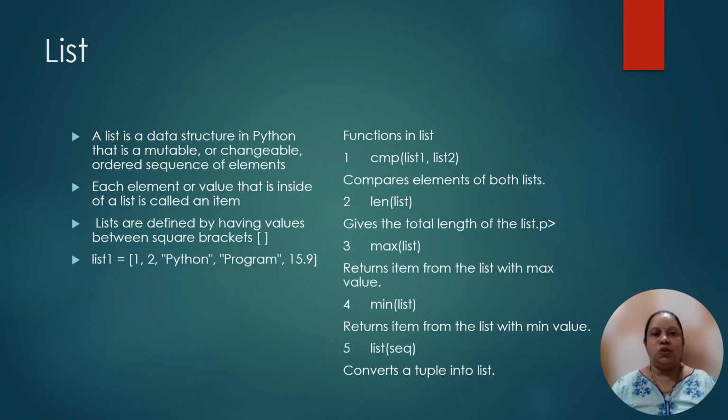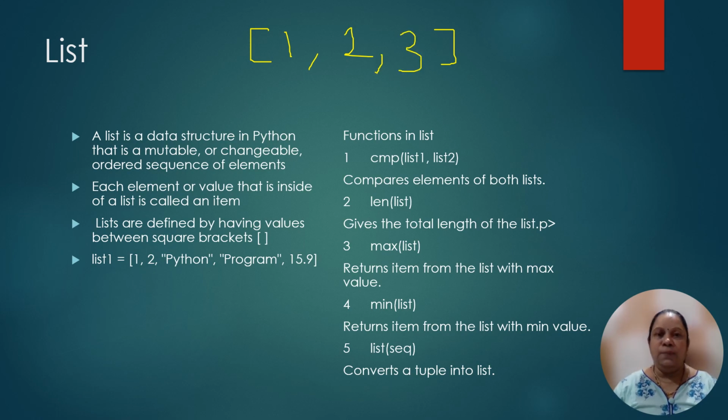Now list is a data structure which is present in Python, and what is the speciality of this? Whatever is stored in a list is called an element, and it is stored in square brackets. For example, if I store 1, 2, 3, then these are called elements of a list, right? Now in a list we can store data which is of the same type or different type. Like if you see the example over here, these two are integers, these are strings, and this is a float value, right?